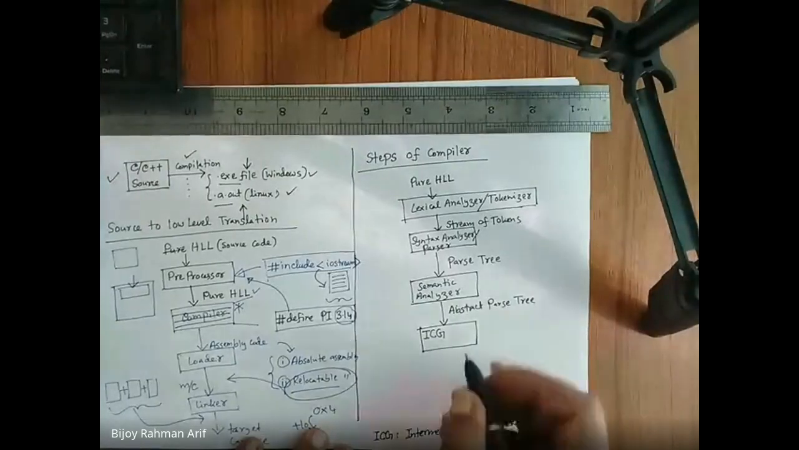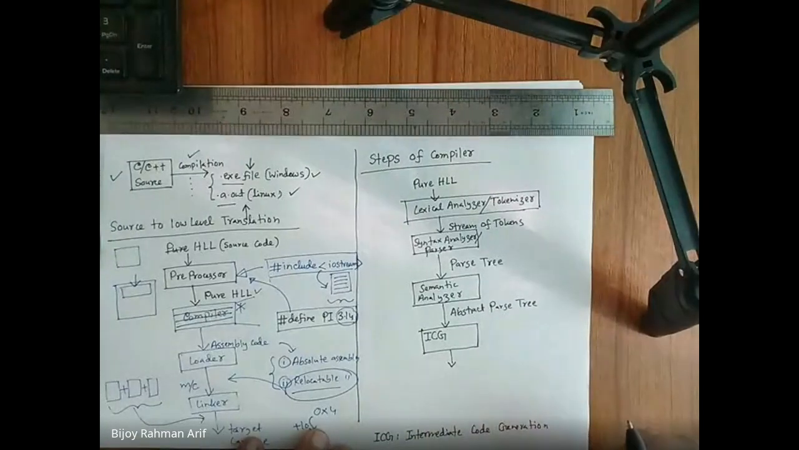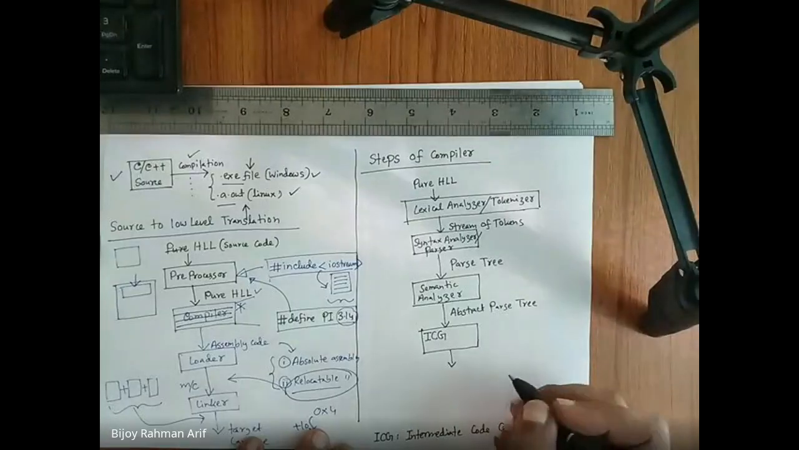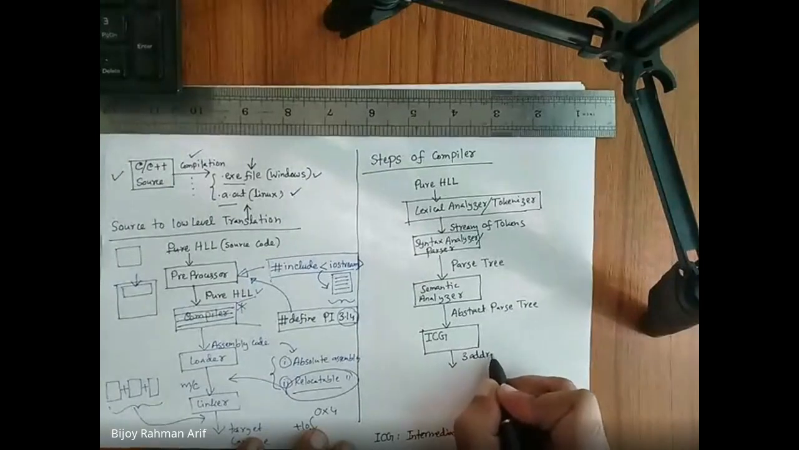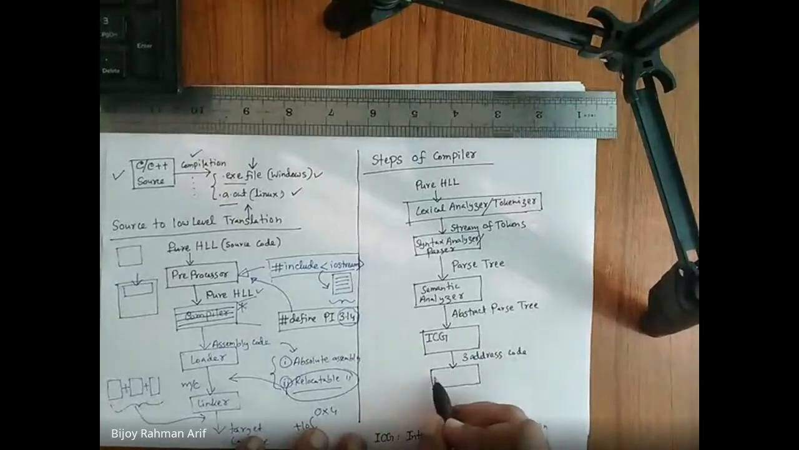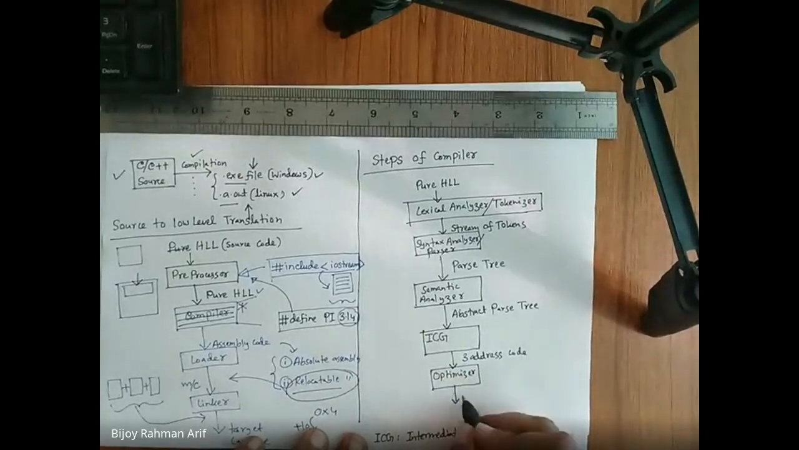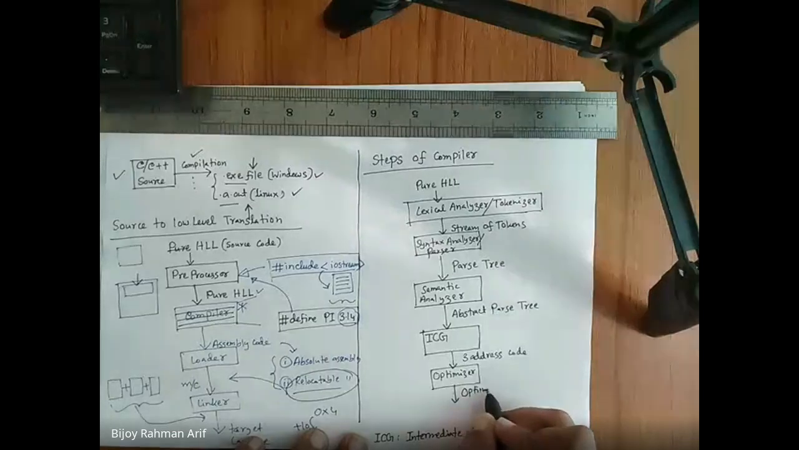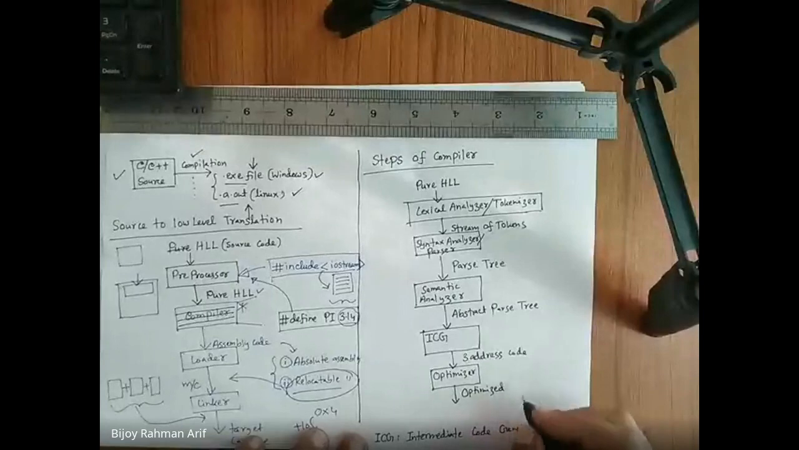ICG is going to generate some sort of intermediate code. One famous one is called 3-address code. Then it is going to pass to the optimizer. It is going to generate optimized code.